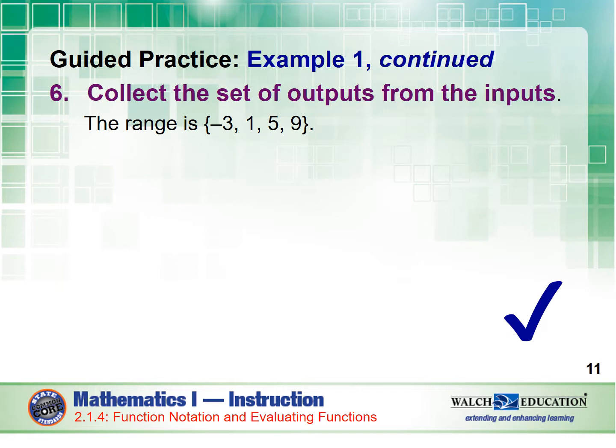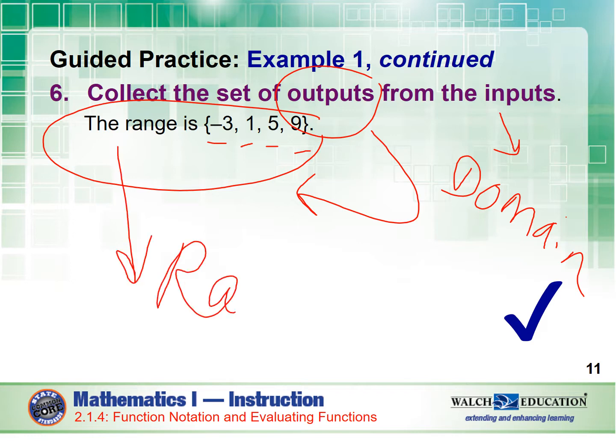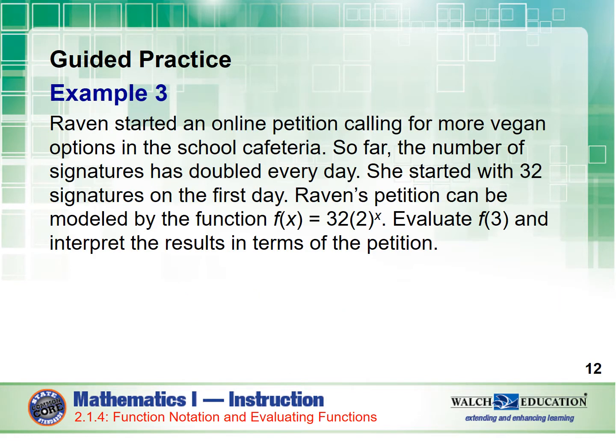So the range are the numbers we just found: negative 3, 1, 5, and 9. Those are the outputs. The inputs, domain. Output, range. Example 3, we're going to do example 2 in class.